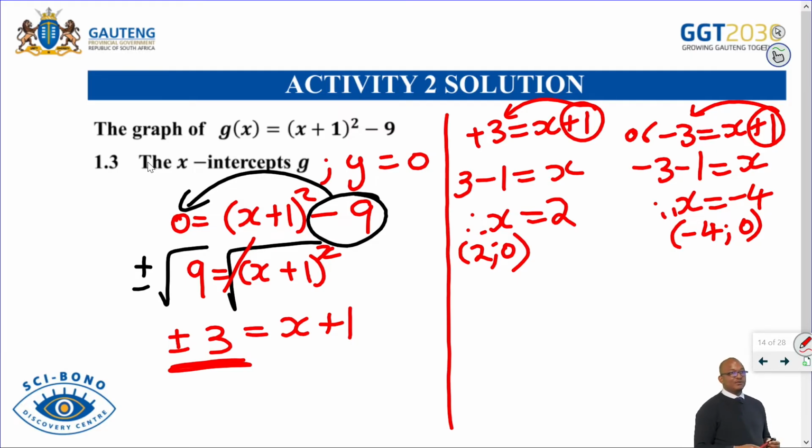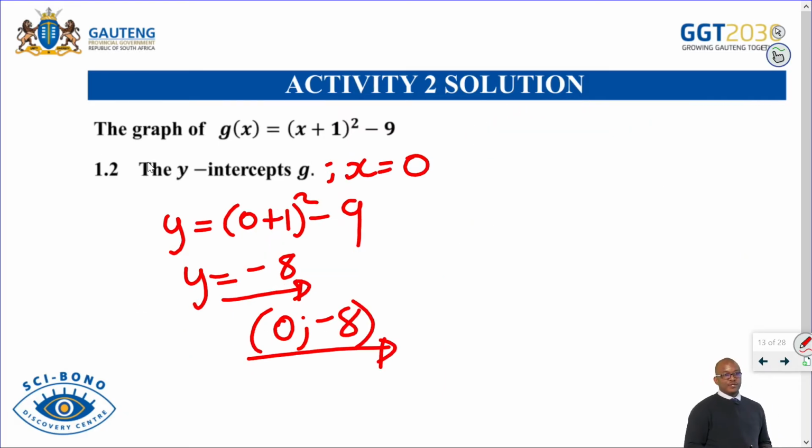Remember, the key word is that when we introduce the square root, you must have plus minus. If you forget to write plus minus there, you are going to end up with one x value. So always make sure that you have plus minus so that you can have two x values at the end. Now we are done determining our x-intercept. Then we need to sketch our function.